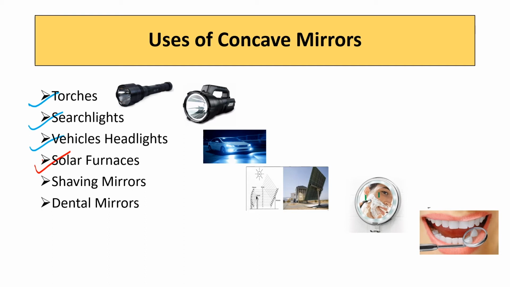The Sun is very far away and hence the rays coming from it will be parallel and will converge at the principal focus, producing a large amount of heat.